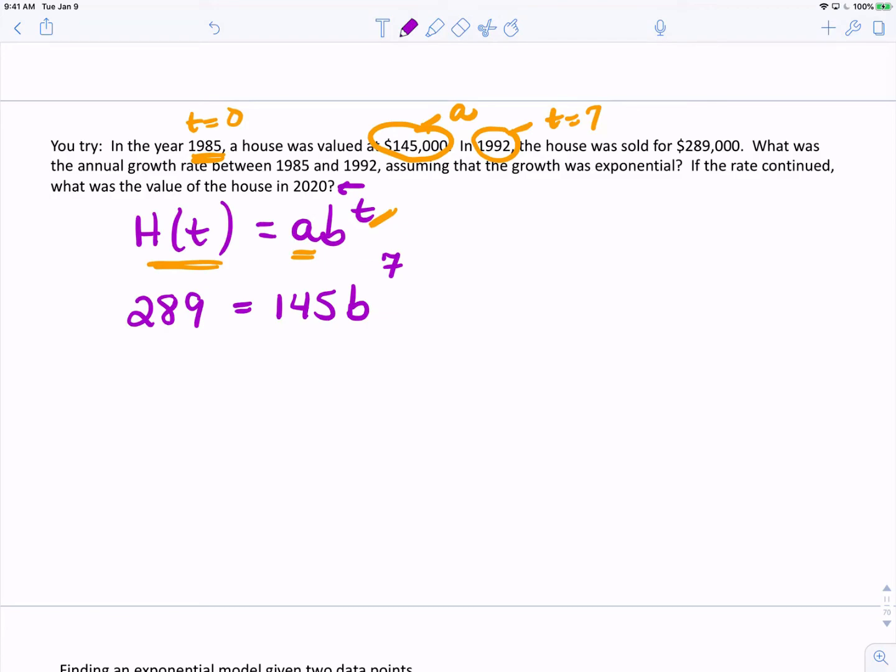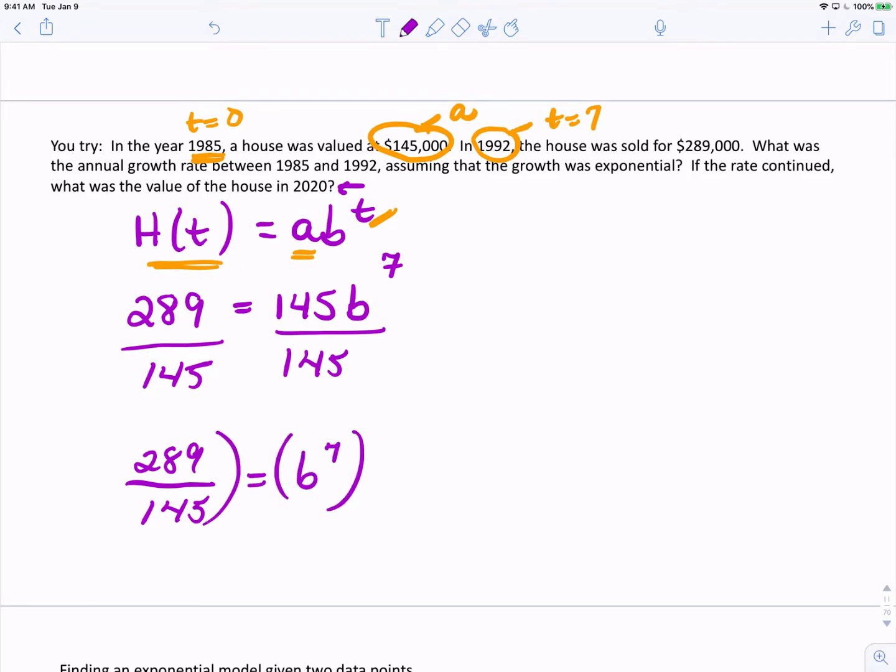All right, let's go ahead and check your solutions to the last two problems. We're going to divide both sides by 145. So that tells us that 289 divided by 145 is equal to b to the 7th. And so what we'll do to each side is raise it to the 1/7 power. So if we do that, 289 divided by 145 raised to the 1/7 power gives us a growth rate of 1.10, and I'm just going to round that off to 1.104.